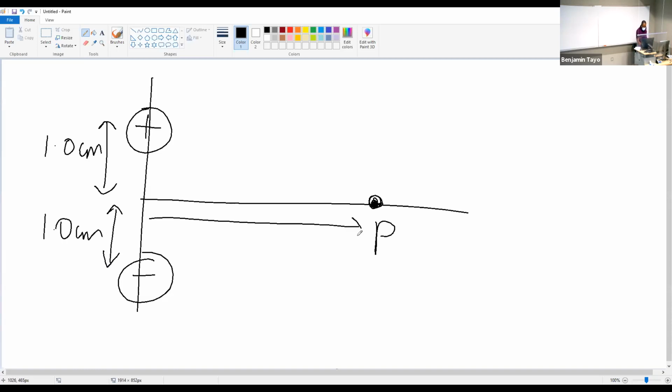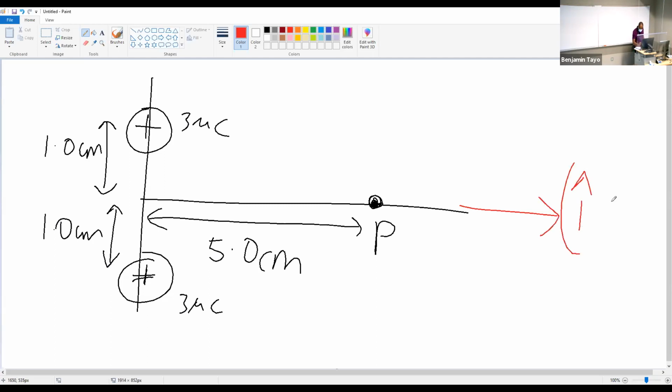And the distance from here to here... When you solve this problem, this is positive, positive again, 3 microcoulombs. It's going to be the same thing. The only difference is that your electric field is going to be pointing in the i hat direction. So look at the problem very well. Q1 is equal to Q2, distances are the same. It's very easy for me to solve that problem.